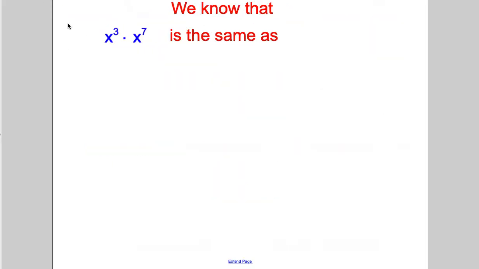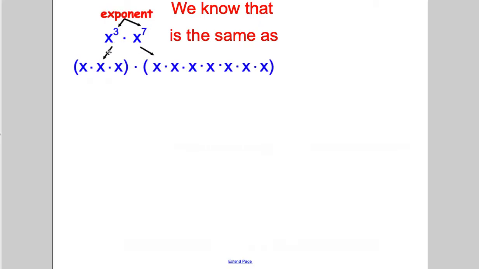Okay. So let's just review. This isn't in your notes yet. I'm just going to review what we're looking at. Right here, we know that if we have a base raised to a power times another base raised to a power, those powers are the exponents. And this means multiplying the base, which is the x's, 3 times in the first part of this expression and 7 times in the second part.